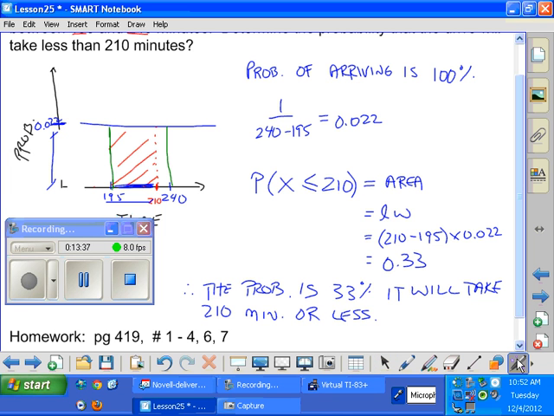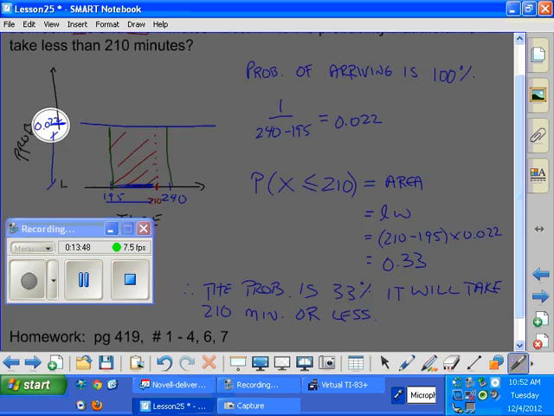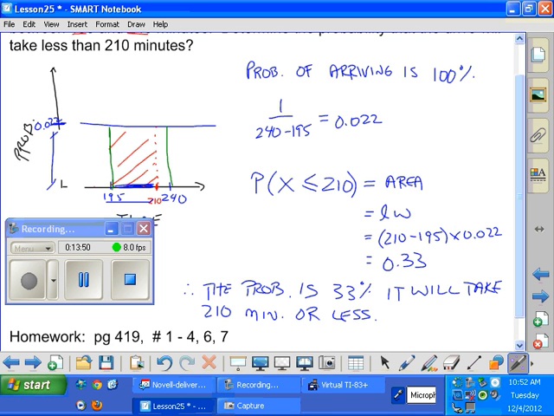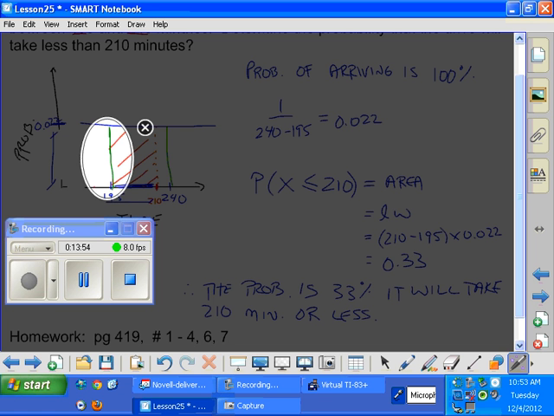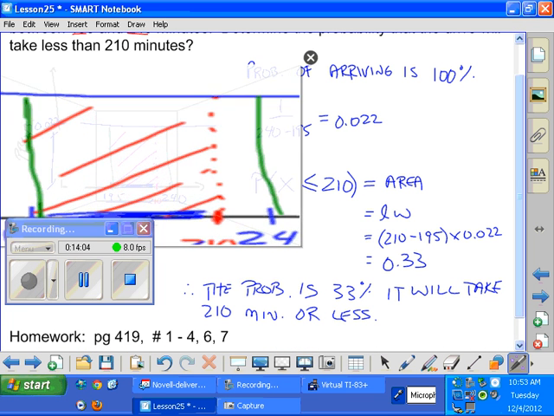So when you're doing this, it's a uniform distribution, and you'll see a couple in the homework. And like I said, the tricky part is, A, finding on the y-axis the value of the top of the rectangle, and B, don't do like I did. Remember that 195 is the minimum travel time. You can't get there in less than 195, or so it's recorded. So you've got to make sure that you're only finding the area of this rectangle right here. Okay? You're not going outside that.